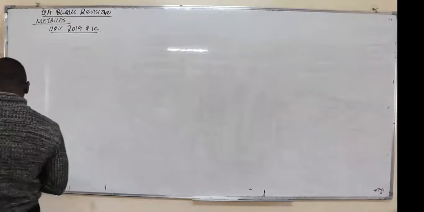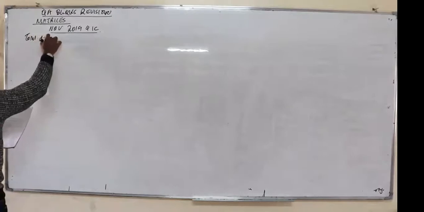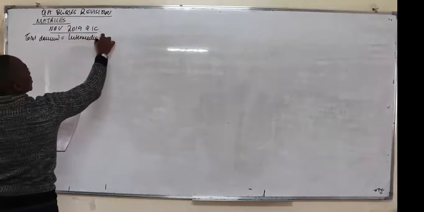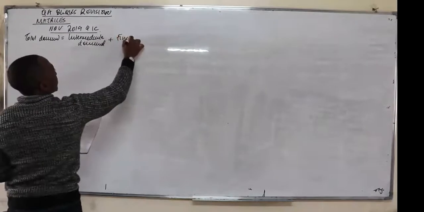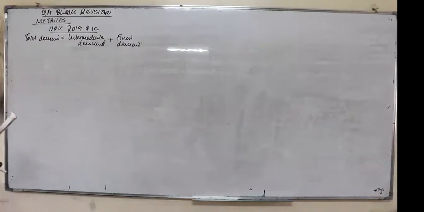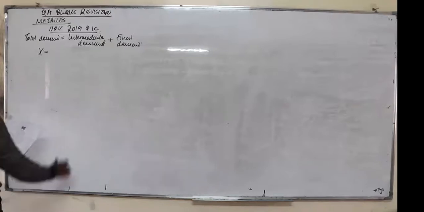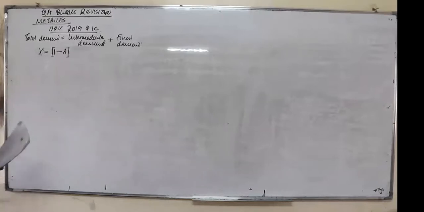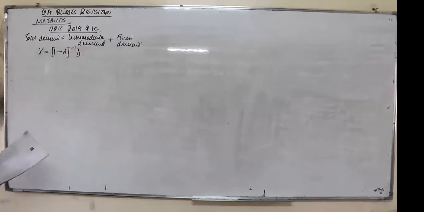So how do we get the total output? To get the total demand or output, you take the intermediate demand, you add the final demand. So to get X, which is represented by the total demand, you take what you call the technological coefficient matrix, then you compute its inverse, then you multiply by D.